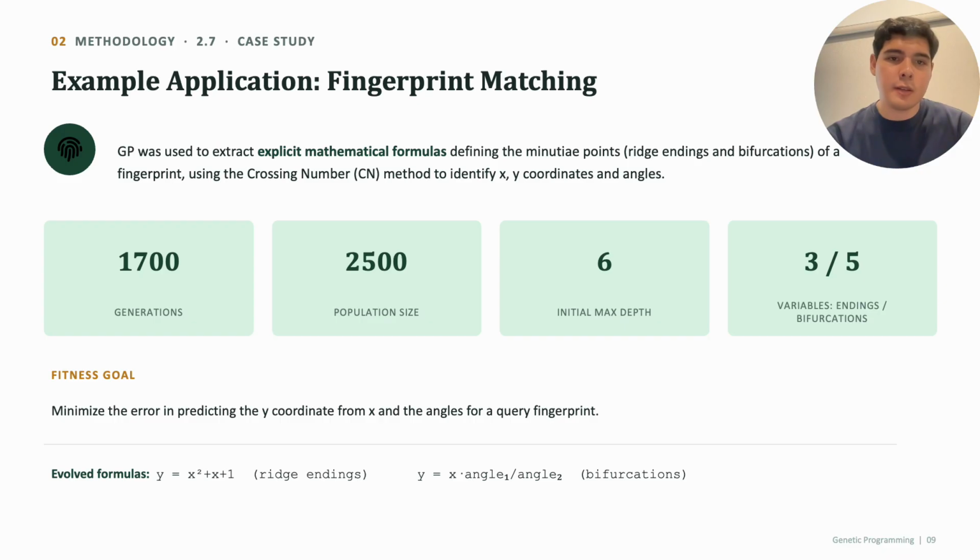Ridge endings were described using 3 variables, and bifurcations used 5. The fitness goal was simple to state but hard to achieve: minimize the error between the formula's predicted y coordinate and the actual one, given x and the ridge angles. And GP succeeded. It evolved these two formulas you see here, one for ridge endings and one for bifurcations, directly from the data, with no one hand-designing them.